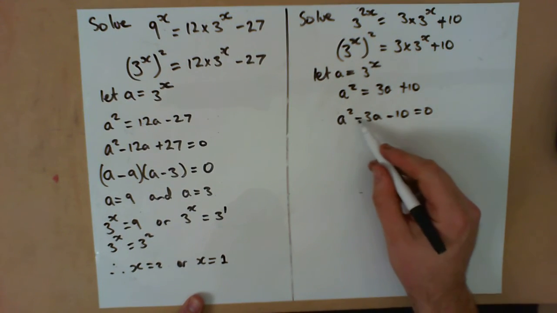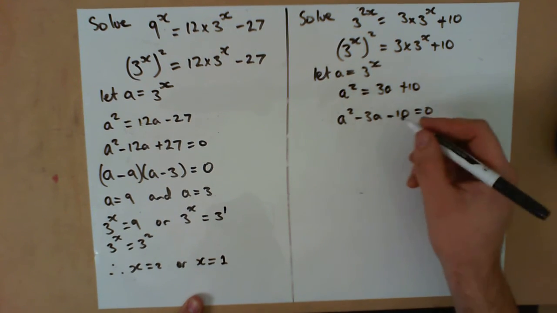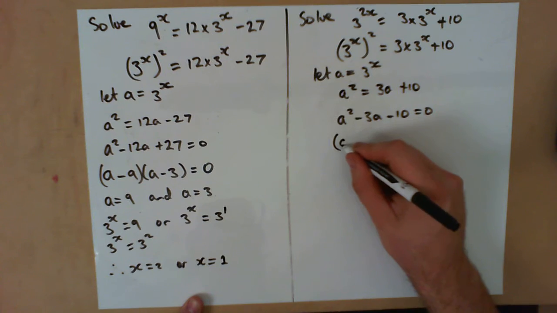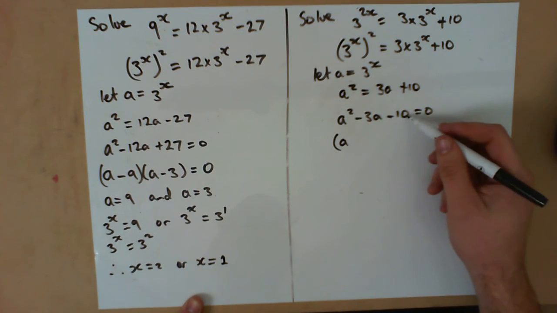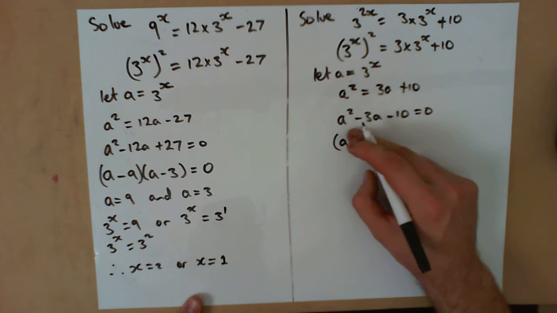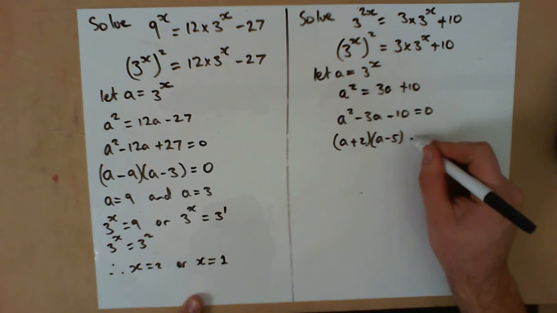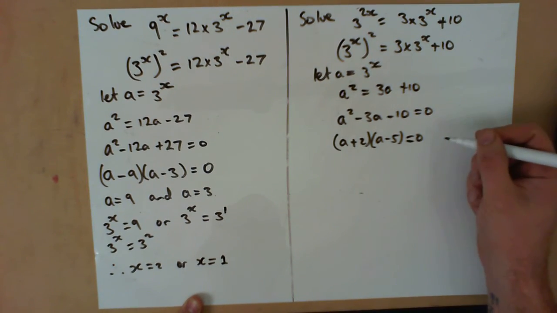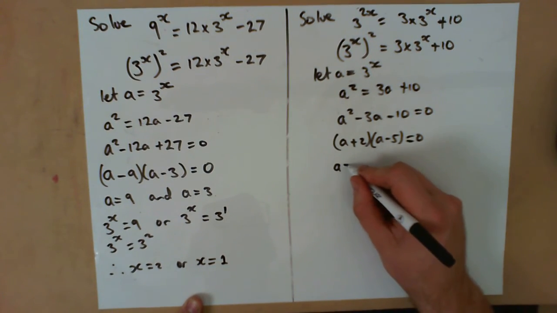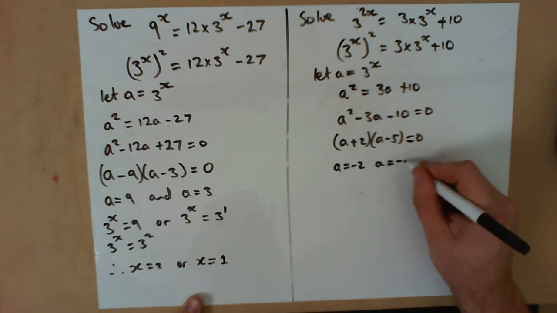This is negative and this is negative, so that means one's positive, one's negative, and the bigger one is more negative. Okay, factors of 10. 1 and 10 is not going to work, but 2 and 5 will. So we can say we've got a plus 2 and a take 5 equals 0. Right, null factor law again. I can say that a equals negative 2 and a equals 5.